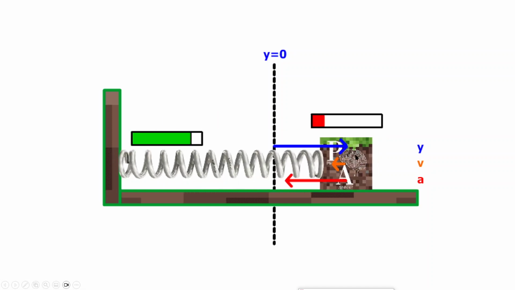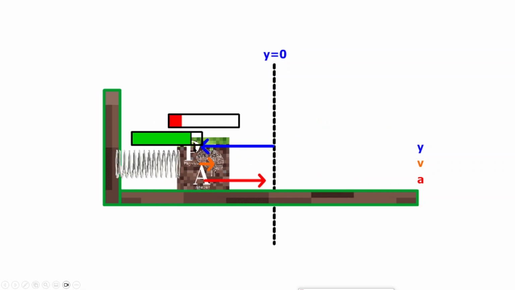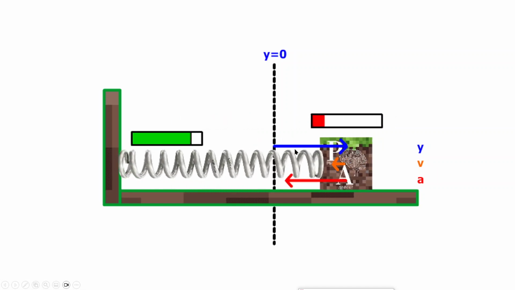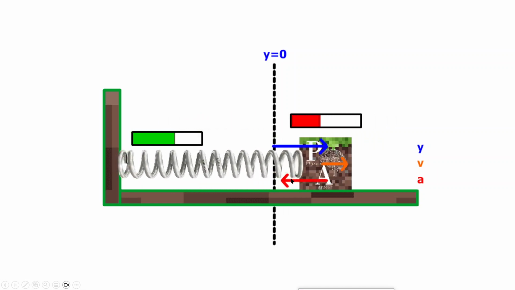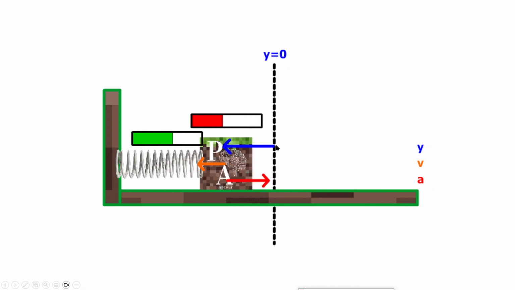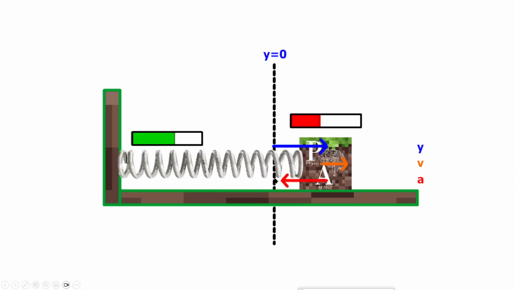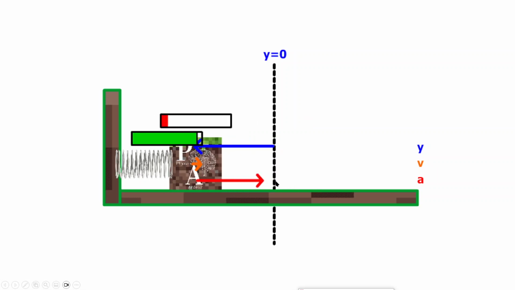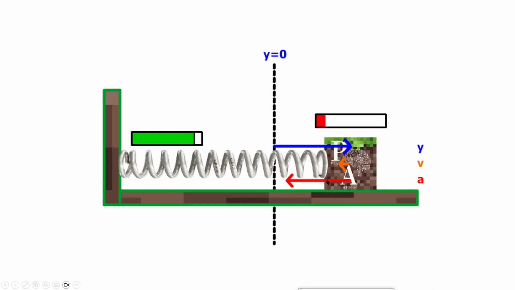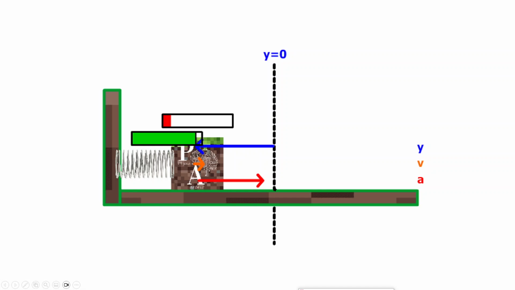When displacement is positive, acceleration is negative. When displacement is negative, acceleration is positive. They are always in opposite directions. Why? Because acceleration always points towards the equilibrium. Why does the acceleration always point towards equilibrium? Because the restoring force wants to go back to equilibrium. The restoring force is always towards equilibrium, so acceleration is always towards equilibrium too, because acceleration follows the restoring force.